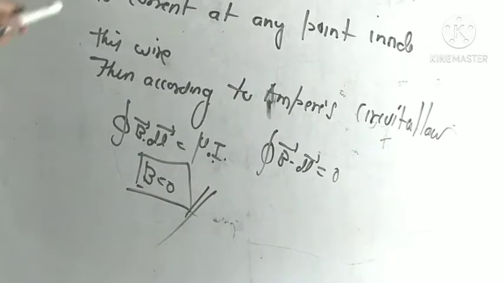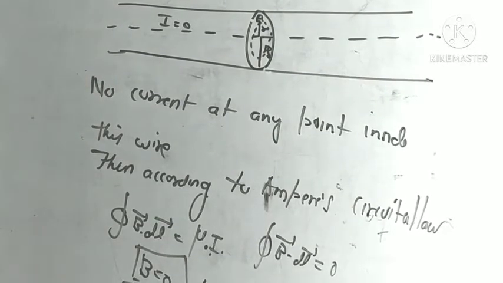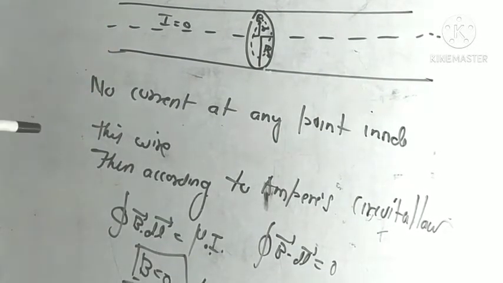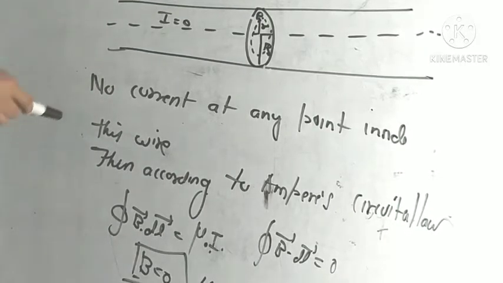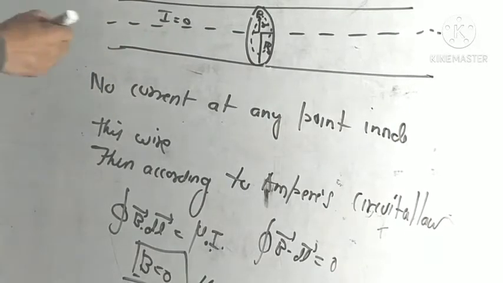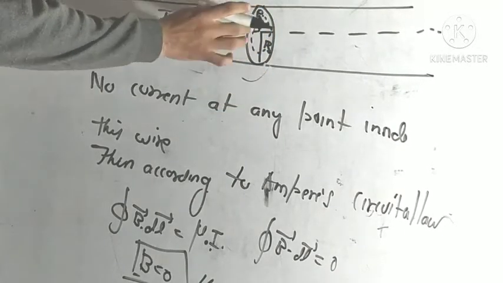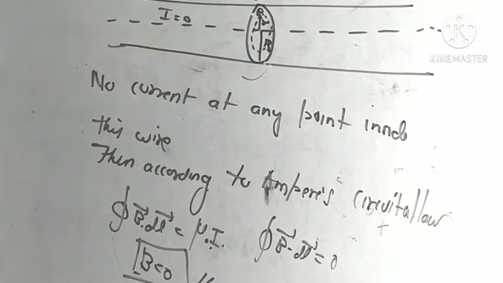So what happens if this wire is not hollow? The wire we have taken here is not hollow, and if the current is uniformly distributed throughout the cross section of this wire, then the current through the circle of radius r less than R is I dash. I dash is flowing through this circle.